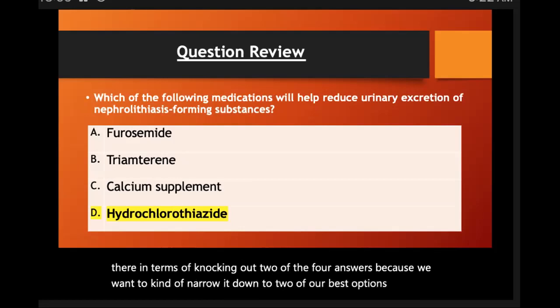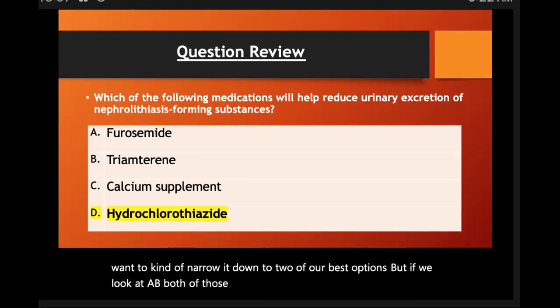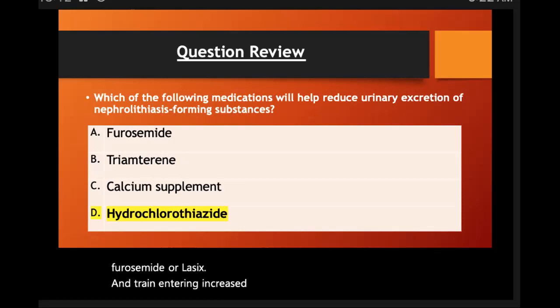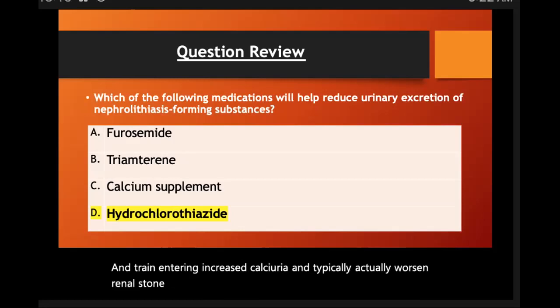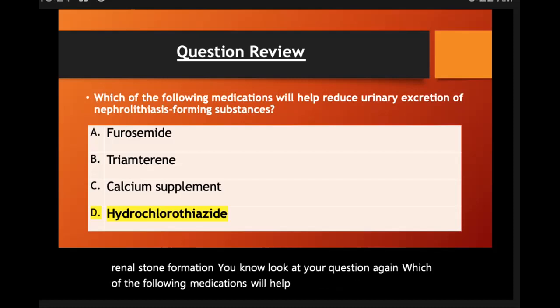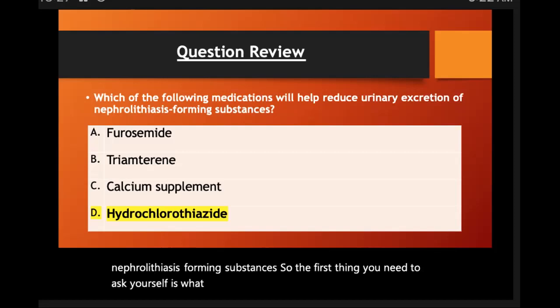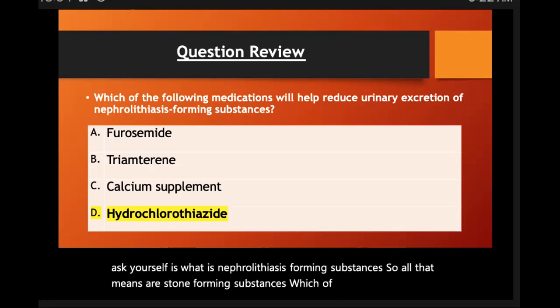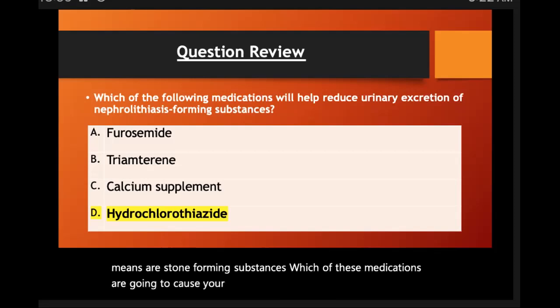But if we look at A and B, both of those medications, furosemide or Lasix, and triamterene, increase calciuria and typically actually worsen renal stone formation. Look at your question again. Which of the following medications will help reduce urinary excretion of nephrolithiasis forming substances? So the first thing you need to ask yourself is, what are nephrolithiasis forming substances? All that means is stone forming substances. Which of these medications are going to cause your patient to create more stones? We don't want any more stones.